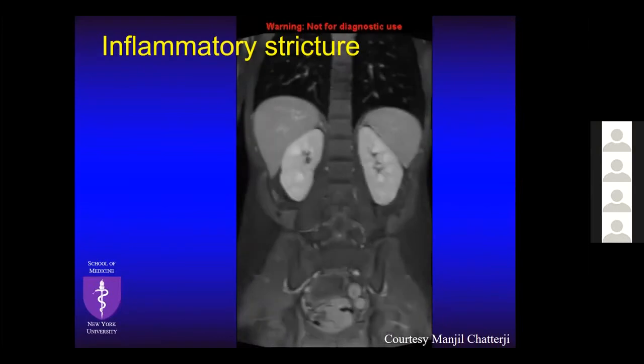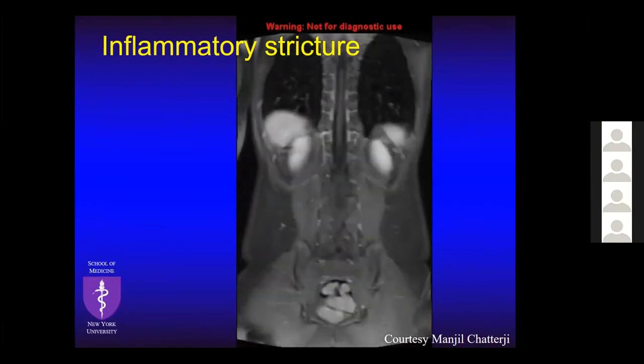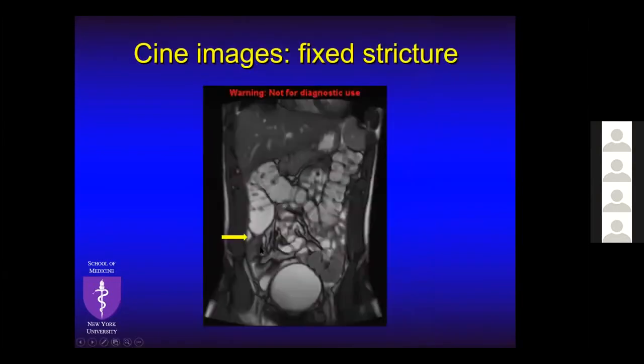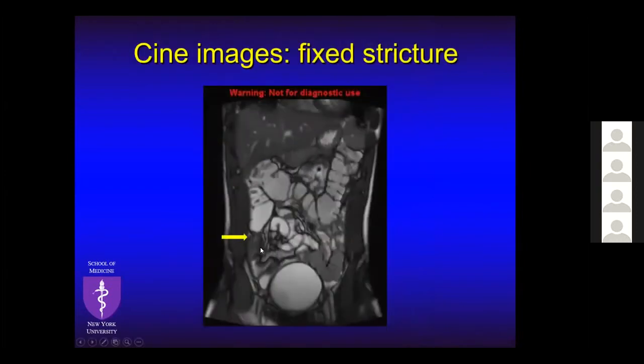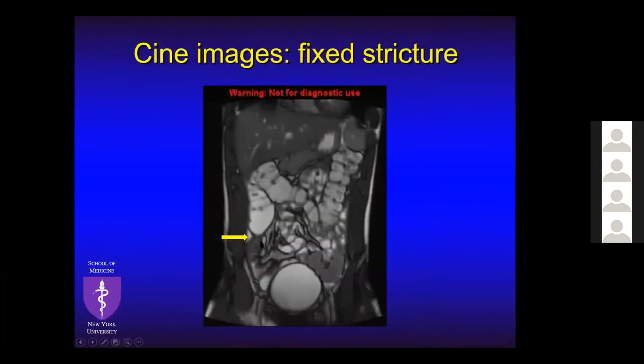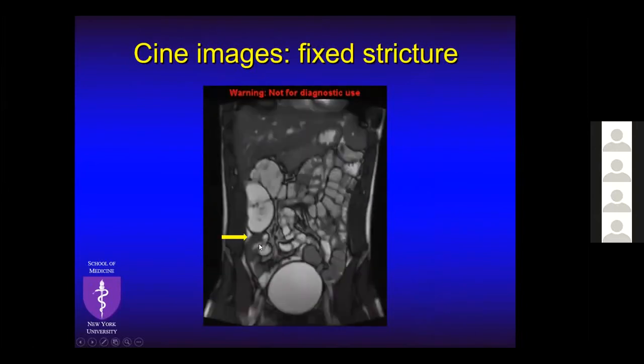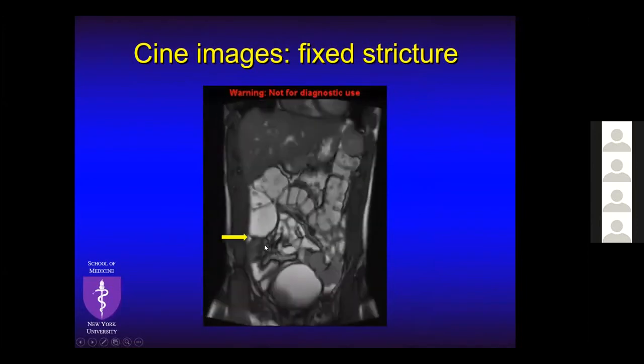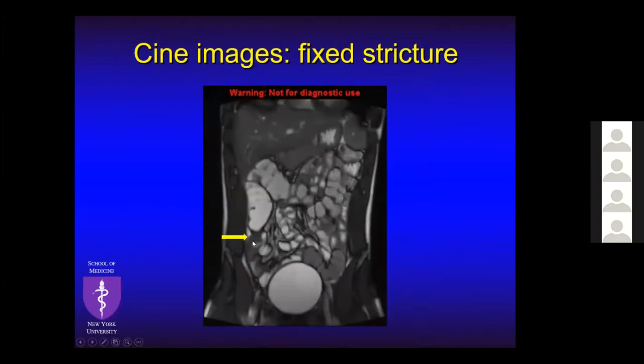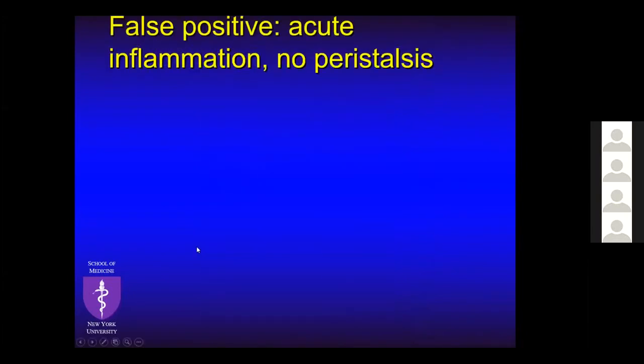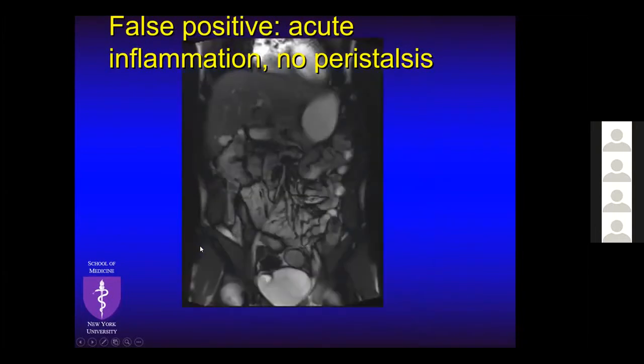But again, it's hard, right? And like you said, it's a kind of a spectrum. So here was one, and it was, is this peristalsing? Do you see this as peristalsing? Looks pretty fixed, right? So people have said, oh, if it's fixed, you suggest that it's fibrostenotic, but that is not always the case. You can have active inflammation that causes lack of opening. So that was acute inflammation with no peristalsis. That was actually a false positive example.